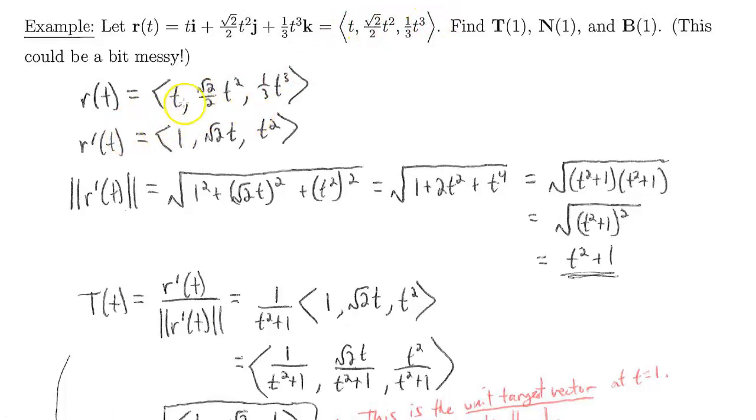R prime of t, what's the derivative? Well, the derivative of t is 1. The derivative of the square root of 2 over 2 t squared: we bring the 2 out front and lower this power to 1. The 2's cancel, and we end up with just the square root of 2 times t. Now the derivative of 1/3 t cubed would be t squared. So this is R prime of t. Now we have to calculate the norm of R prime of t, because remember, we're trying to figure out T of t.